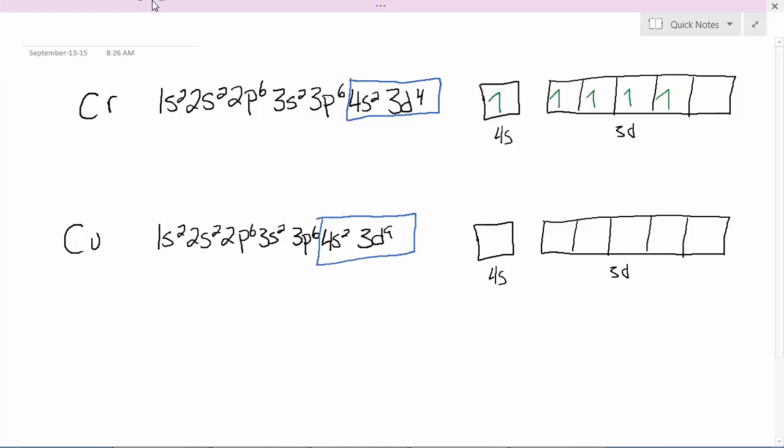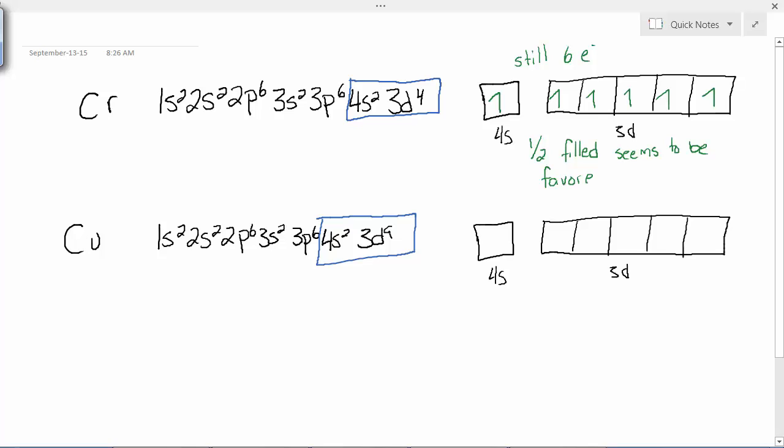Now, what we found on observation is that that second electron that was in the 4s orbital actually appears more in the 3d set. And we still have the 6 electrons that were there, but they're actually distributed slightly differently. We find that 4s is half filled, 3d is half filled, and this seems to be kind of favorable. So let's see what happens with copper.